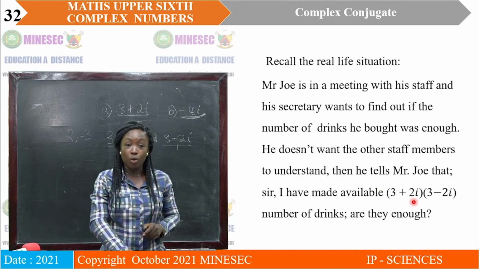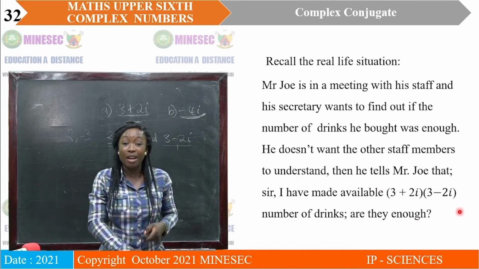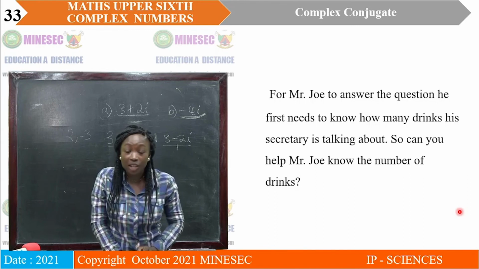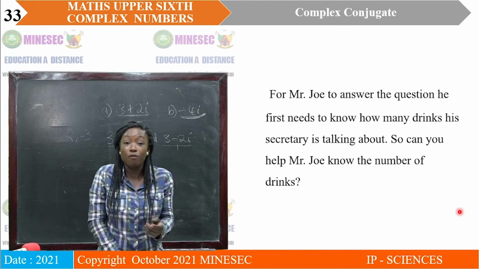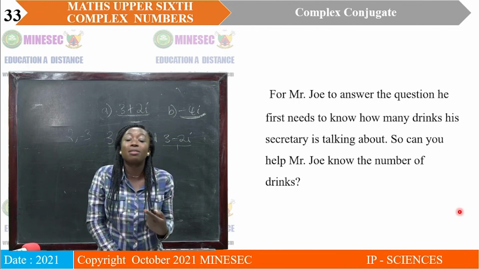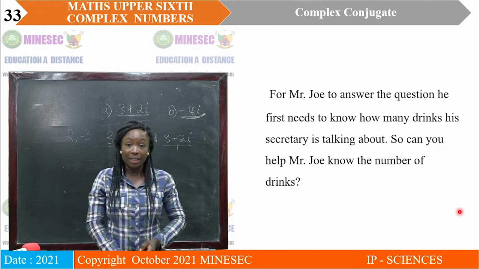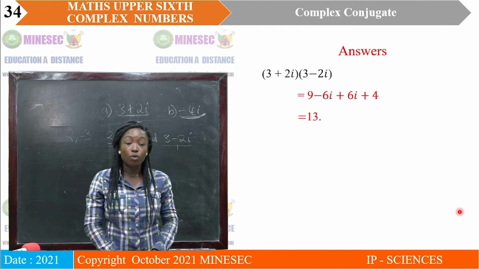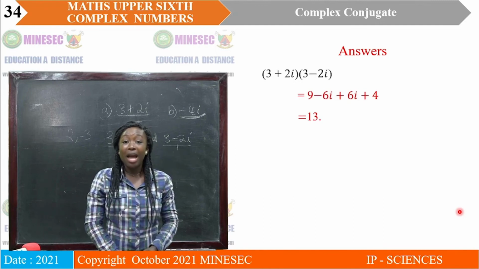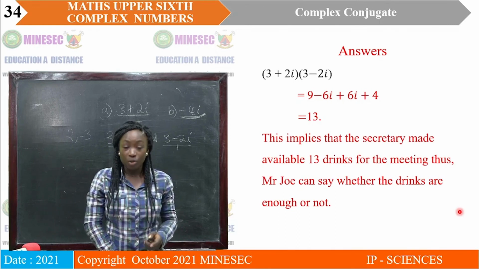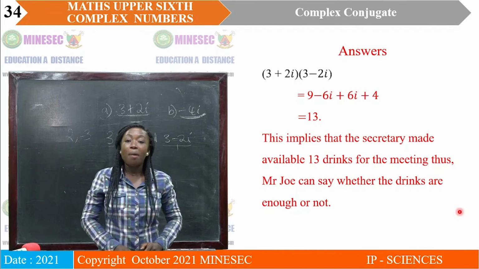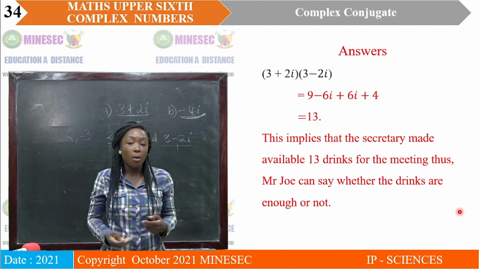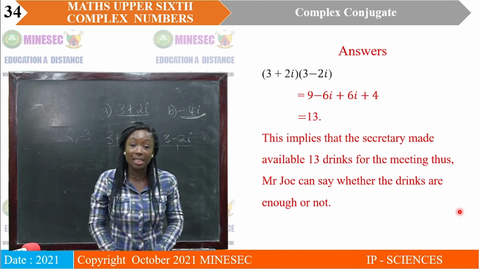So he says 3 plus 2i times 3 minus 2i is the number of drinks he has made available. Now, for Mr. Joe to be able to tell his secretary if the number of drinks he has made available is enough, he needs to know how many drinks the secretary is talking about. So Mr. Joe simply needs to multiply those two complex numbers. And multiplying the two complex numbers, he discovered that the secretary had made available 13 drinks. So with this number, Mr. Joe can say if the drinks are enough or not, depending on the number of staff he has in his meeting.